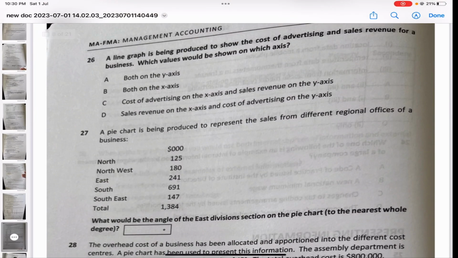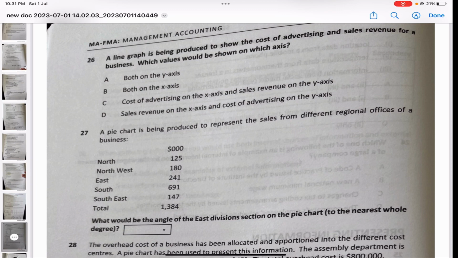A line graph is being produced to show the cost of advertising and sales revenue for a business. Which values would it show? So these are the two things which we will show. So in that case, what will happen? Sales revenue would be on the y-axis and the cost of advertising would be on the x-axis.